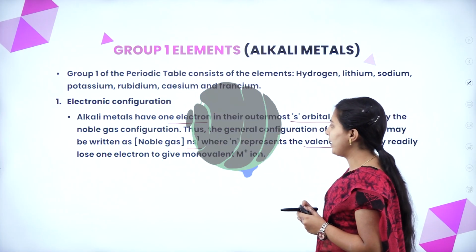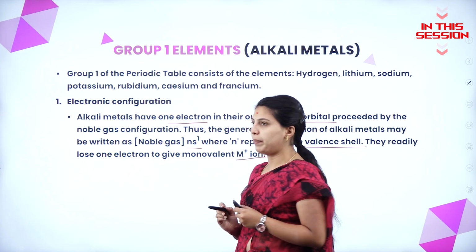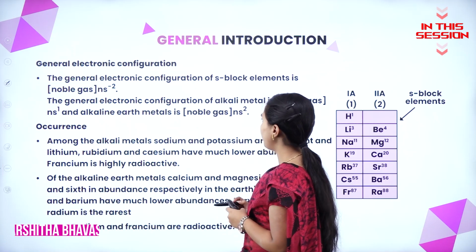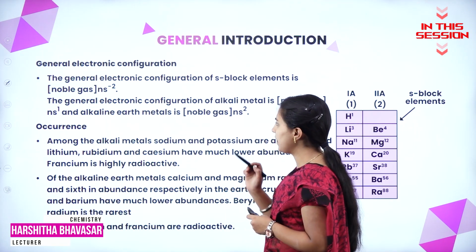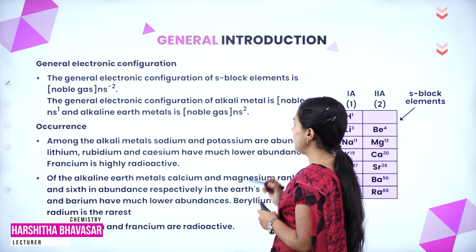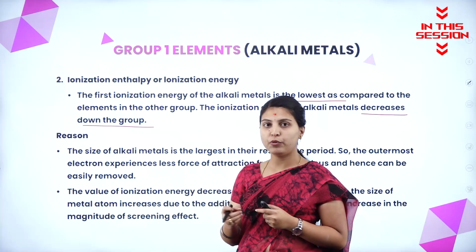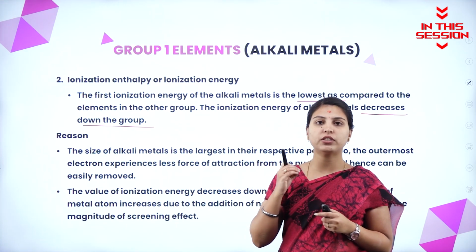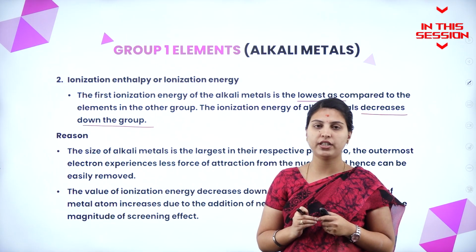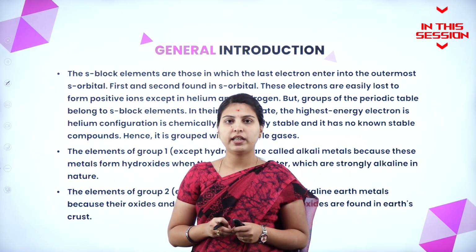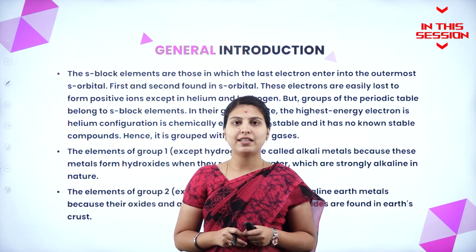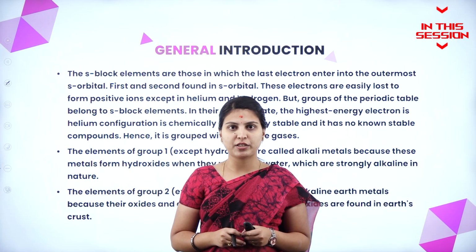They readily lose one electron to give monovalent M plus ion. General electronic configuration of alkali metals is Ns1 and alkaline earth metal is Ns2. The removal of electron from the outermost shell will be called ionization energy. S block elements have two categories, that is alkali metals and alkaline earth metals.